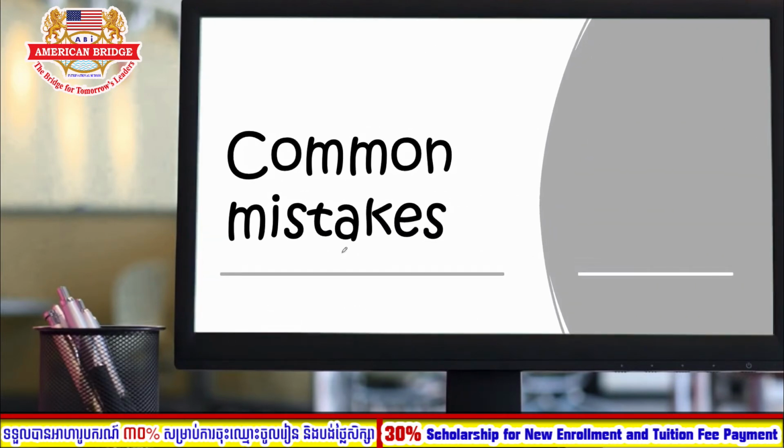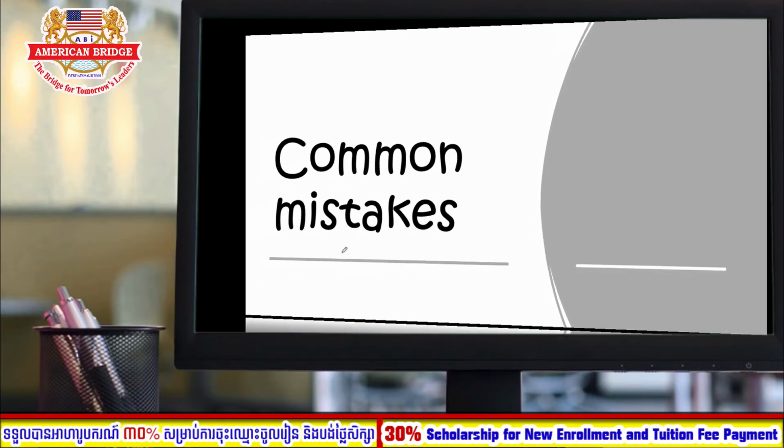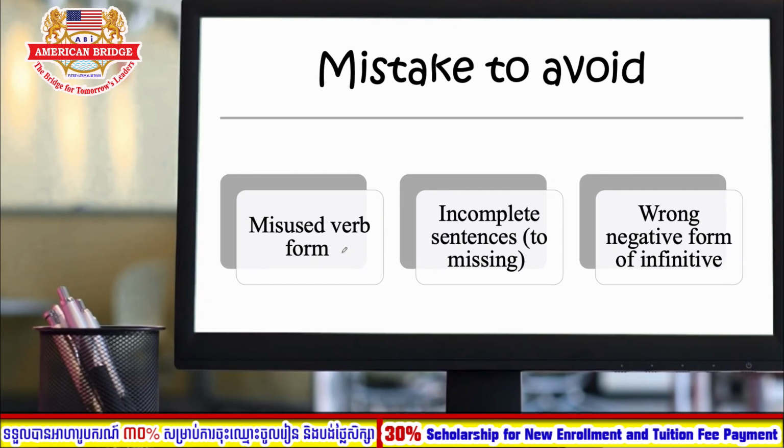Let's move on to another part, which is the common mistakes. Why do you need to study the common mistakes lesson? Because, sure, you need to avoid all of those mistakes in your writing. So in this lesson, there are three main mistakes that could occur when using to infinitive and gerunds. The first one is misused verb form. The second one is incomplete sentences, where you forget to include the to sometimes. And the third is the wrong negative form of infinitive.